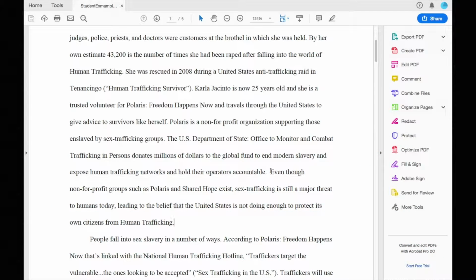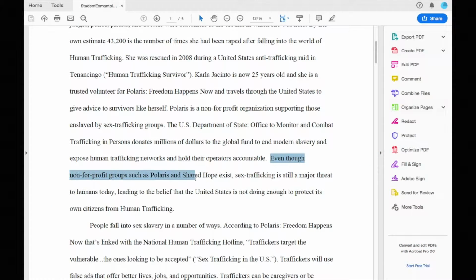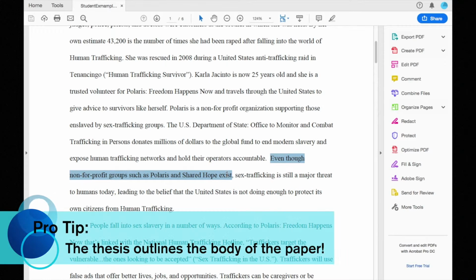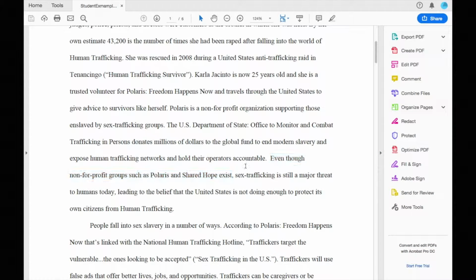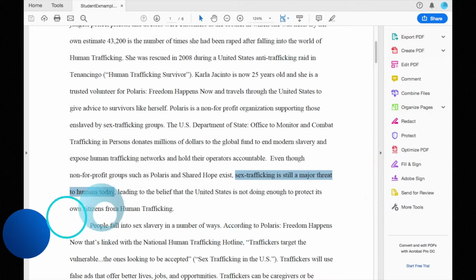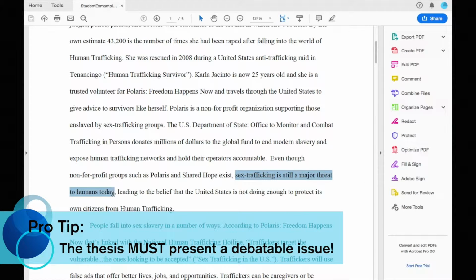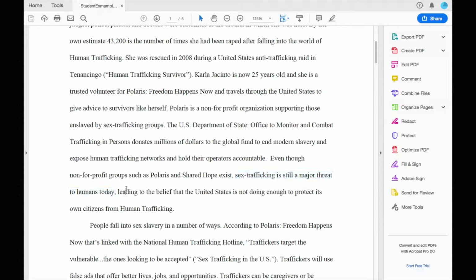Okay, we're going to break it down. So she says, even though non-for-profit groups such as Polaris and Shared Hope exist, so this is going to be the first part of her paper, right? Because the thesis is the roadmap for the rest of your paper. So she says that these groups exist, and yes, they're helping. But there's an issue. And then she's going to go on and explain that issue. Sex trafficking is still a major threat to humans today. So even though these programs are going on and they're doing their part, it's still going on. Why? Then we're going to get into that.